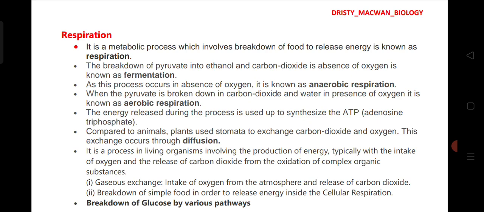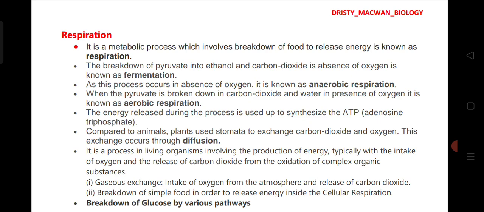Next, compared to animals, plants use stomata to exchange carbon dioxide and oxygen, and this exchange occurs through diffusion. So when we compare animals with plants, plants possess stomata, and these stomata are responsible for exchanging gases, that is carbon dioxide as well as oxygen, and this exchange of gases occurs through the process known as diffusion.